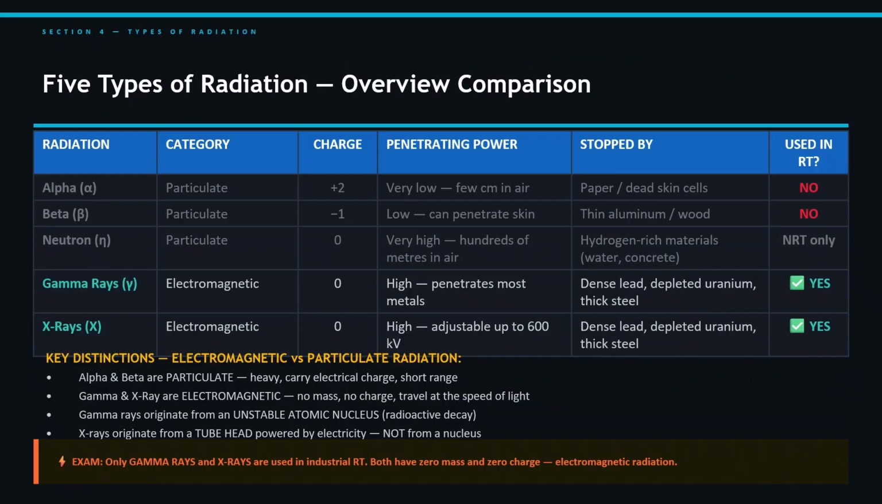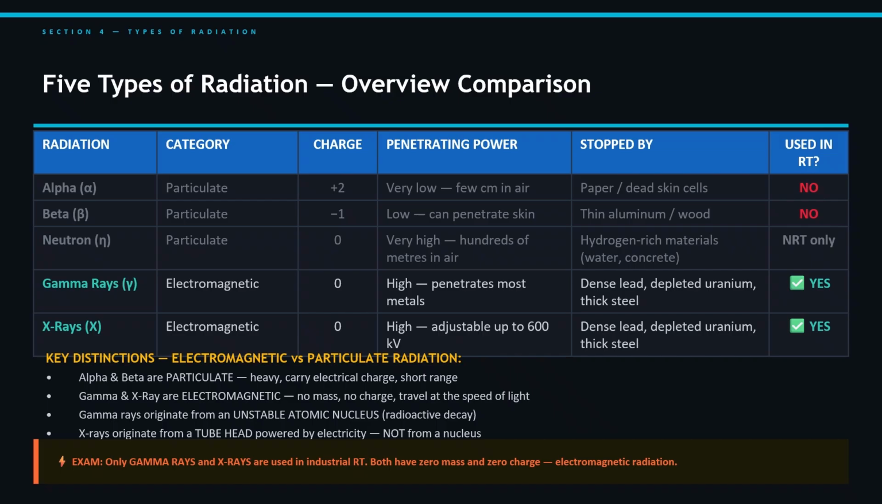Here we need to make an important classification. The presentation identifies 5 radiation types: alpha, beta, neutron, gamma, and X-ray. The first 3 are particulate radiation. Alpha particles are positively charged and relatively massive. Beta radiation consists of high-speed electrons or positrons depending on the decay process. Neutrons have no electrical charge.